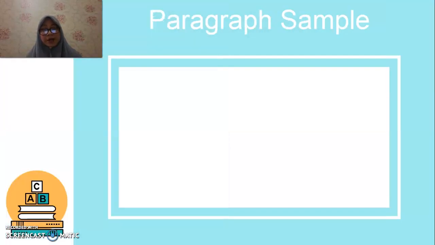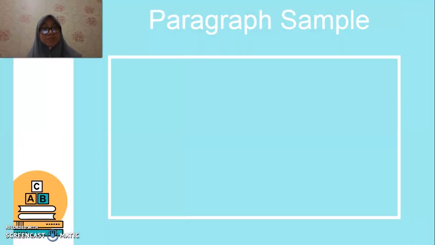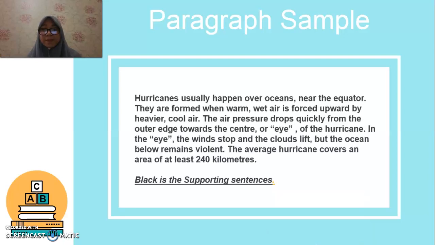Okay, I will identify the parts of the paragraph. Hurricanes are high-speed windstorms that start over the ocean and can have winds as fast as 250 kilometers per hour. This, in blue, is the topic sentence or the beginning sentence. And then black is the supporting sentence or the middle sentence.